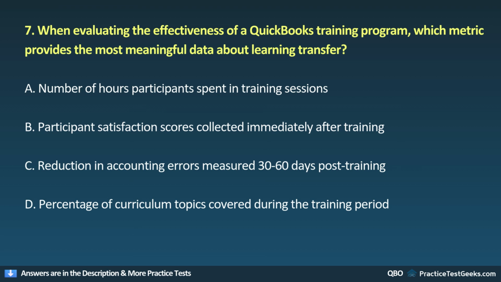C. Reduction in accounting errors measured 30 to 60 days post-training. D. Percentage of curriculum topics covered during the training period.